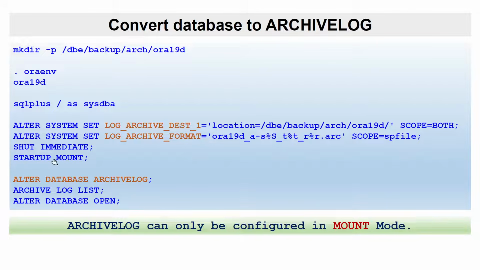Then we start up the database in the mount mode. Then we will use alter database archivelog. This is the command which actually converts the database from NoArchivelog to Archivelog. Once we have converted, we will use archive log list. We can also use select log_mode from v$database. That is also fine. So we'll use one of these commands, and once we have confirmed that the database has been converted to Archivelog, we will open the database. Now let me repeat: you have to place the database in the mount mode for configuring the Archivelog.